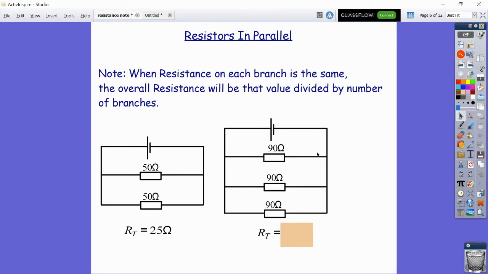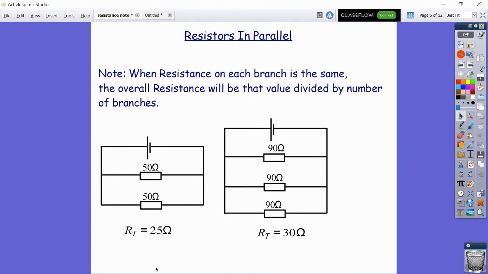On this one, you'd have 1 over 90 plus 1 over 90 plus 1 over 90, giving you 3 over 90. And when that simplifies down and gets solved, you will end up with 30. So the quick way of doing that is maybe just spotting we've got 90 divided by the 3, because there's 3 branches, and we get 30 ohms.